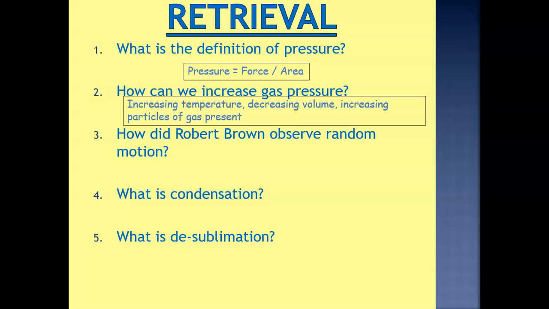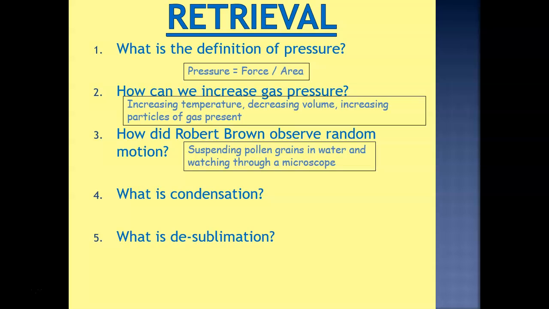How did Robert Brown observe random motion? We call this Brownian motion now after his experiment, and what he did was he suspended pollen grains in water and he watched them through a microscope, and he noted that the pollen grains constantly moved in a random direction. This proved they bounced off water particles, showing that things were made of particles.